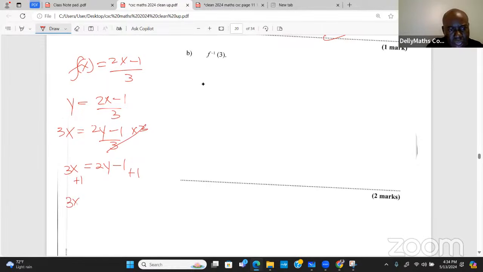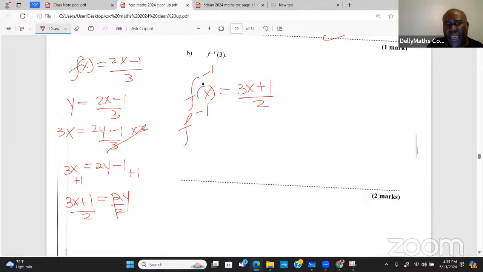So basically, I have 3x plus 1, which is equal to 2y. Then I'm going to divide by 2. So now I have y is equal to (3x plus 1) over 2. So I'm going to write the real thing, though. The inverse of f is equal to (3x plus 1) over 2.